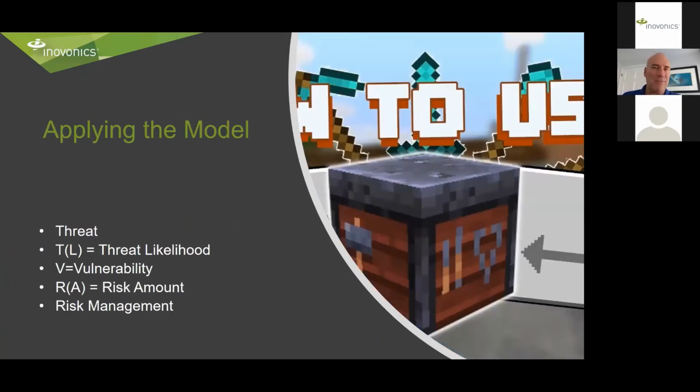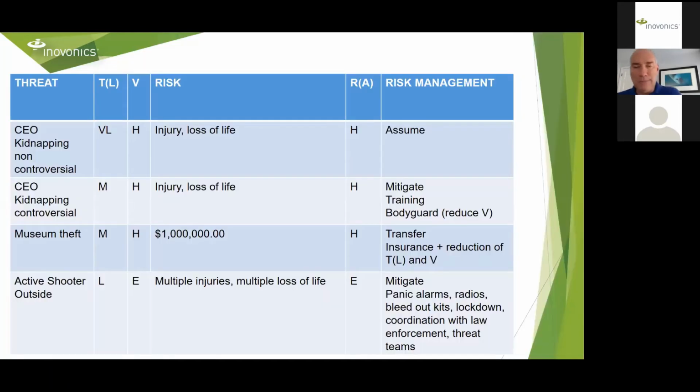So I just set up a very simple spreadsheet. This is a very simple version, I would say, in terms of what you would actually do, but the columns will be threat likelihood, vulnerability, risk amount, and then what risk management method we will employ. So let's just go through a few.